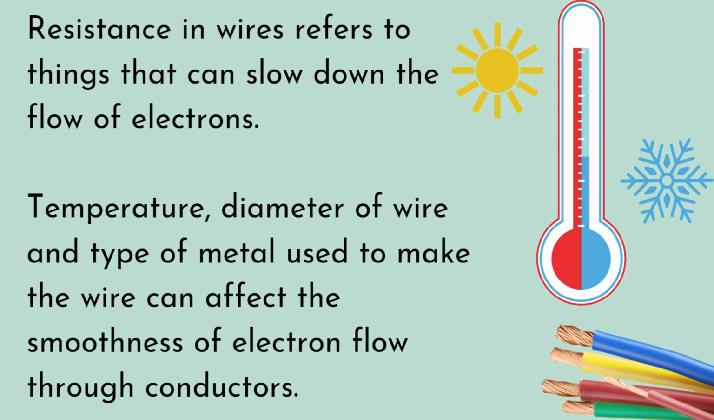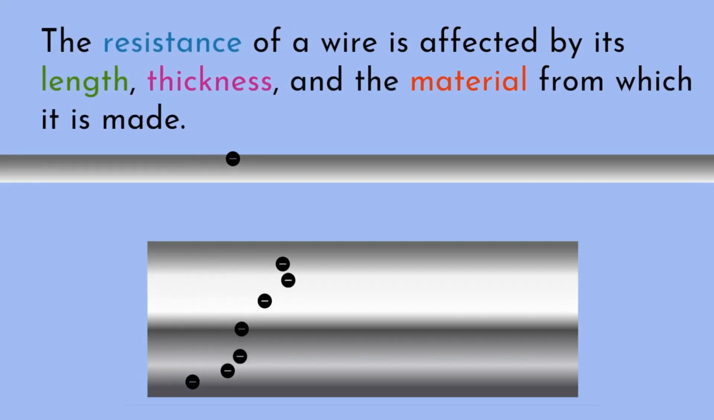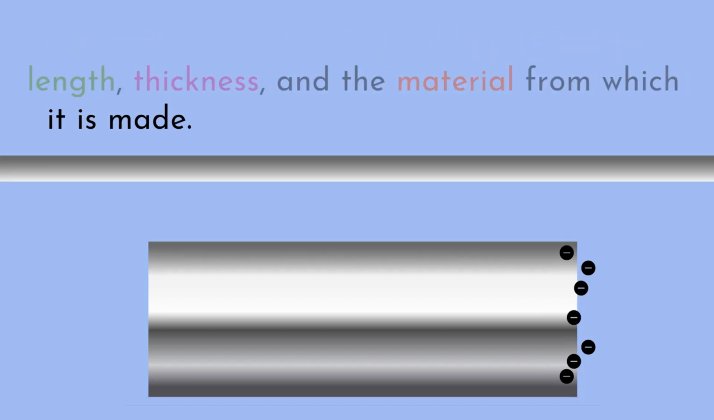Resistance in wires refers to things that can slow down the flow of electrons. Temperature, diameter of wire, and type of metal used to make the wire can affect the smoothness of electron flow through conductors. The resistance of a wire is affected by its length, thickness, and the material from which it is made.